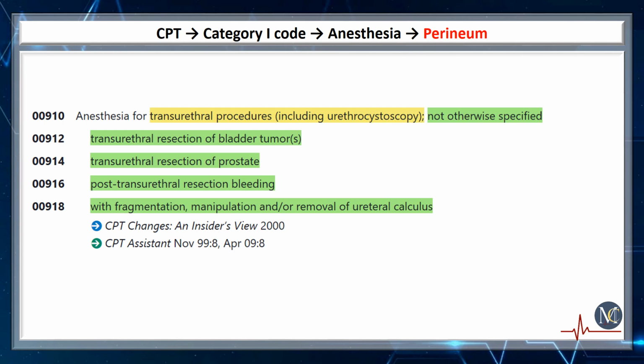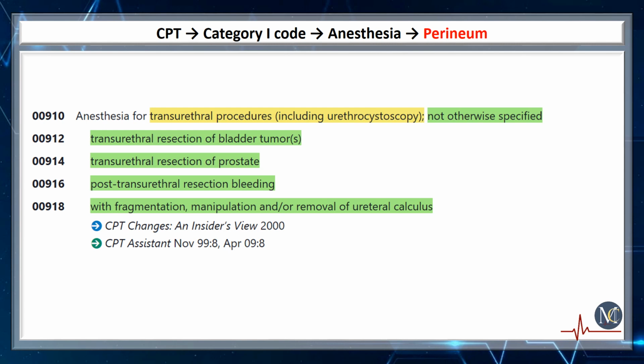Next code is 00910. Anesthesia for transurethral procedure including urethrocystoscopy not otherwise specified. It means the anesthesia service is provided for a patient undergoing a procedure in which the surgical provider may examine the organs of the urinary system by inserting a special device through the urethra, which is the external opening for urine outflow. This code is for procedures not specified by any other anesthesia code.